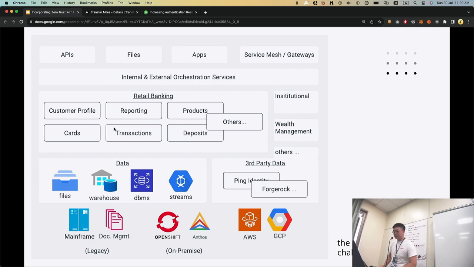Main thing is, as you start to go further upstream to your core banking services, then you have systems like customer profiles, customer cards, customer reporting, which is very important for the financial industry, customer transactions, products, deposits, and so on, right? Then on top of that, what we see as our consumer-facing app experience, you have your internal and external orchestration services. This can be APIs, files, apps, sitting over, let's say, a service mesh or gateway. And usually to manage identity, you work with services like your Ping Identity or Foxtrot, right? The challenge for legacy environments is some of this can be quite old, and usually there are multiple of these services, which makes it very difficult to enforce strict access protocols, right?